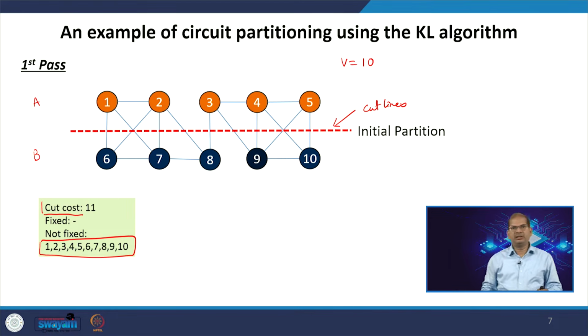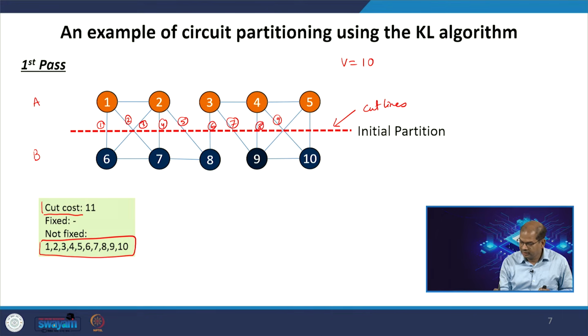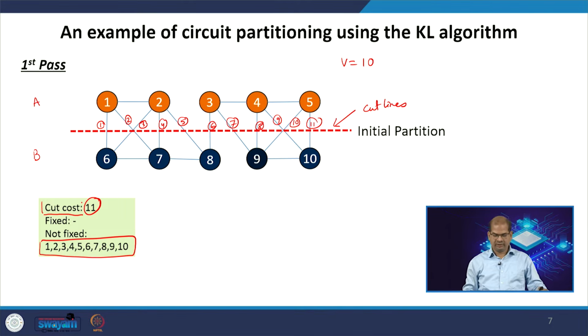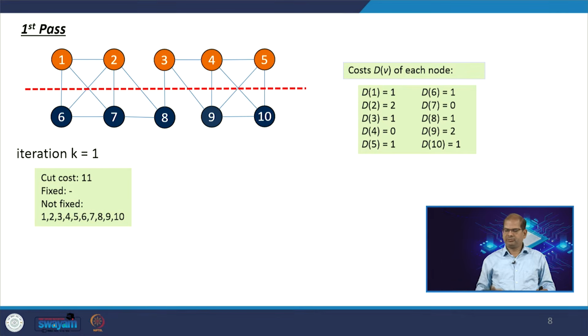Cut cost is basically the number of edges passing through the cut lines. So, here if you count them, 1, 2, 3, 4, 5, 6, 7, 8, 9, 10, 11, the cut cost is 11. Now we will go to the calculation of D of V.